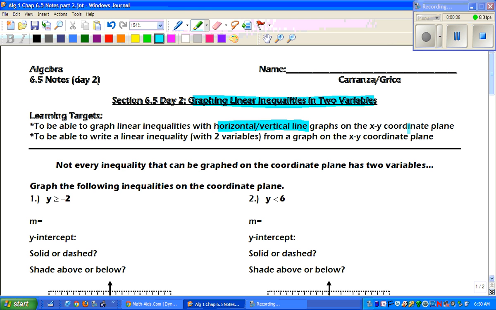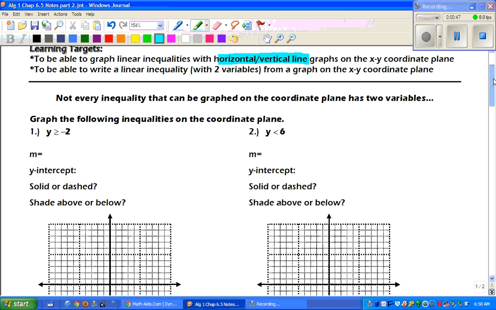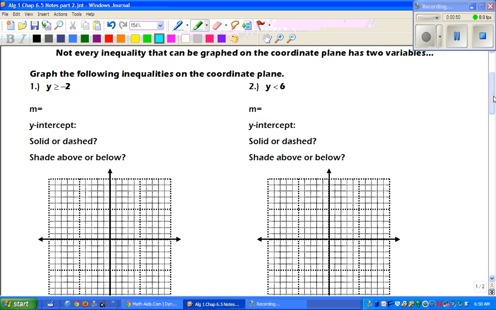This is like the special cases that we had when we were doing just graphing linear equations. So today we're going to be talking about horizontal and vertical lines. Our directions say to graph the following inequalities on the coordinate plane. If we remember, when we have a y graph, that makes a horizontal line. So when it's just y equals, we're talking about horizontal. But then everything else is the same.